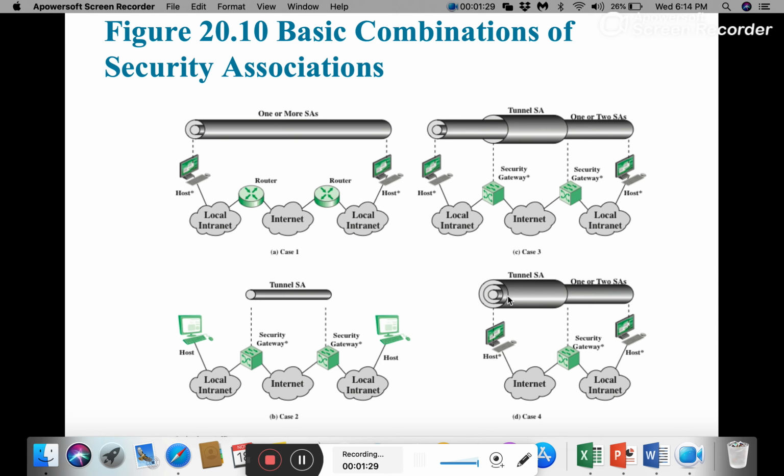Between two gateways, or even if we have one end as a gateway, like here one is a host and one is a gateway, you will have tunnel mode. And it is possible that the endpoint is more than one, like here this tunnel has endpoint this security gateway, but it has further endpoint over here, and here we can have maybe another tunnel, and inside this tunnel maybe we have a transport.